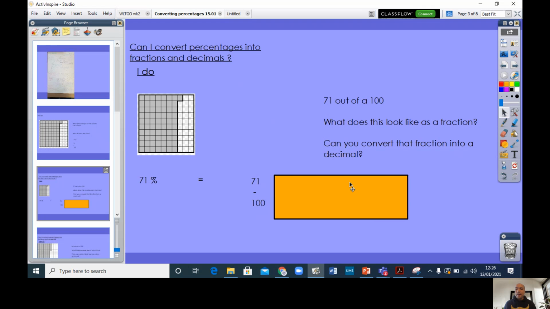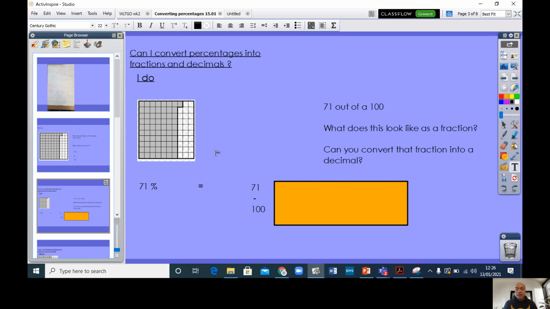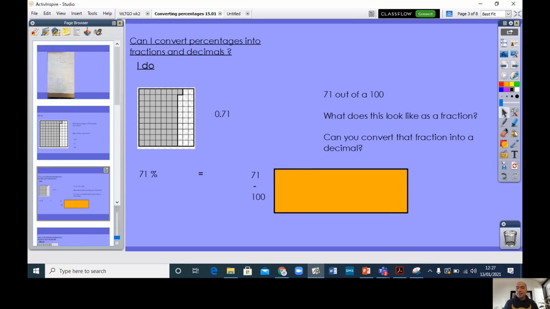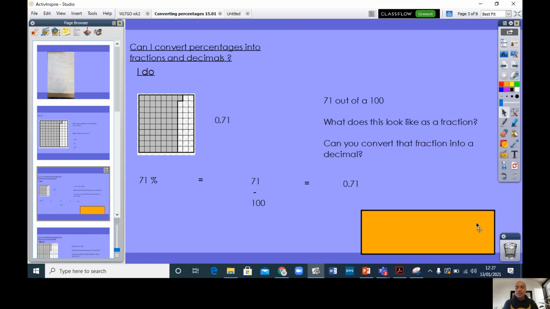Now, can anybody remember how we then convert that into a decimal? 71 over 100 into a decimal. Well, we know it's out of 100. We know it's going to be after the decimal point, and we now need to go into our hundredths column. So we have 0.71. That would be our answer as a decimal.